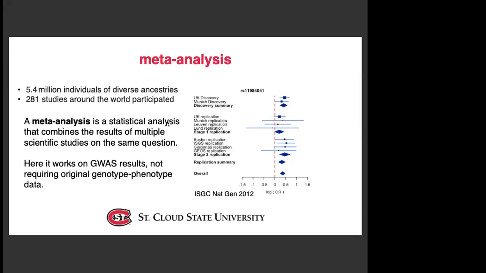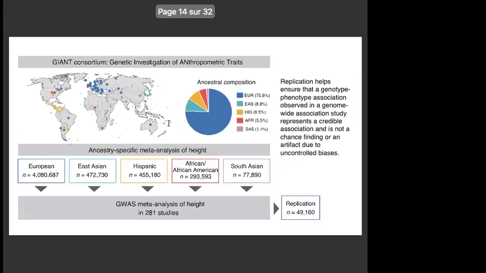So after we meta-analyzed these 281 studies, which include 5.4 million individuals, what we got is, this is just a map to show where the studies are from. We have individuals from all over the world. We have a lot from Europe, some from America. I think those red ones and those yellow ones are my studies.